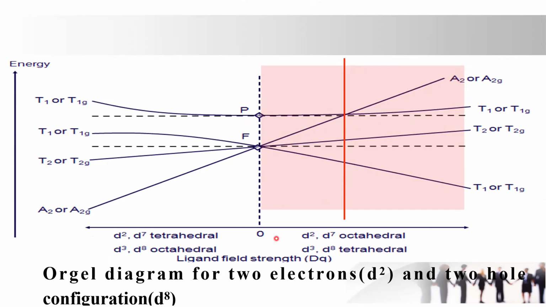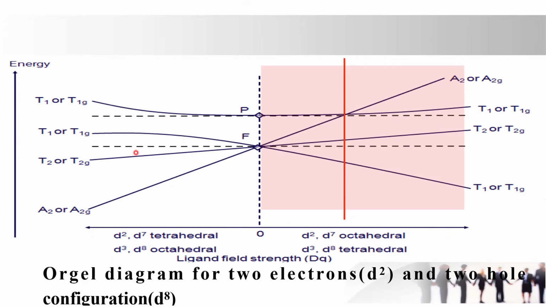Here, see, the center is zero ligand field. The field increases when we move from 0 to the right hand side as well as to the left hand side. On the right hand side, D2, D7 octahedral or D3, D8 tetrahedral is depicted. On the left hand side, D2, D7 tetrahedral and D3, D8 octahedral is shown.